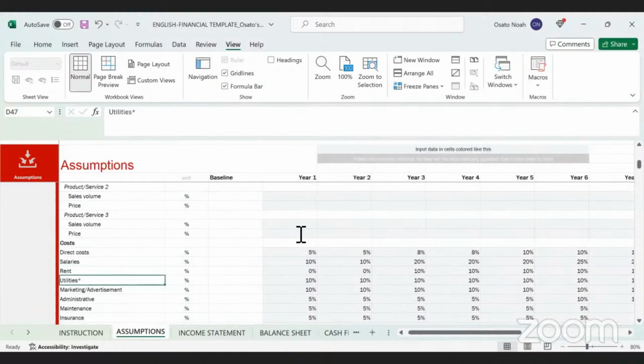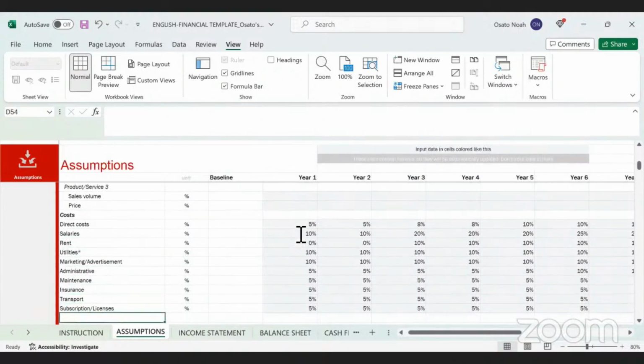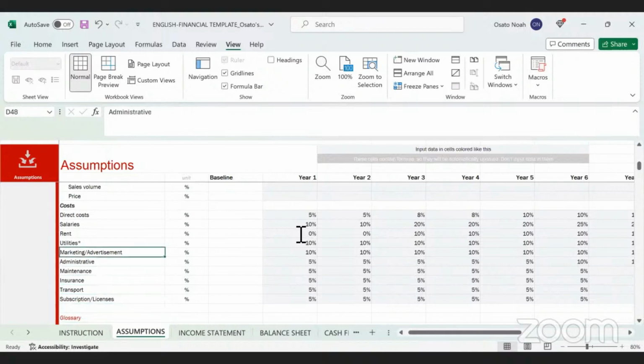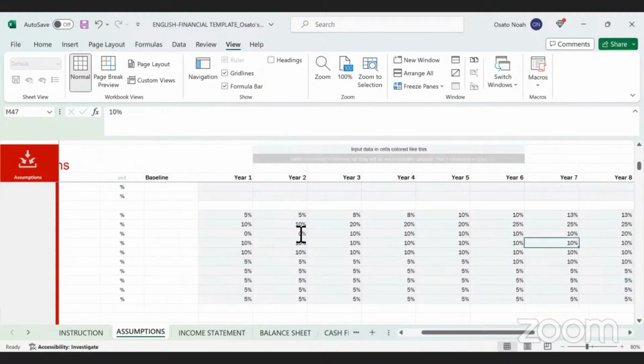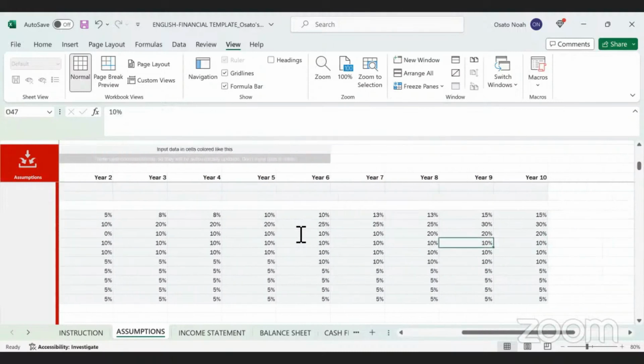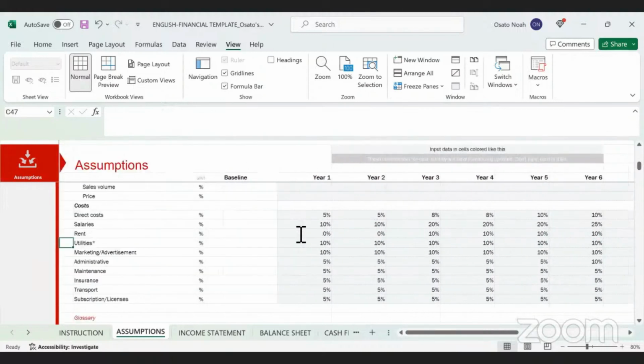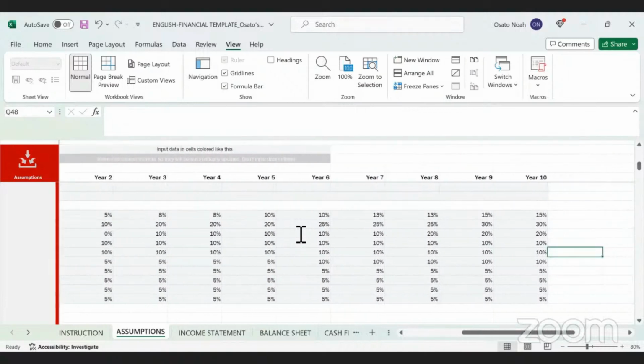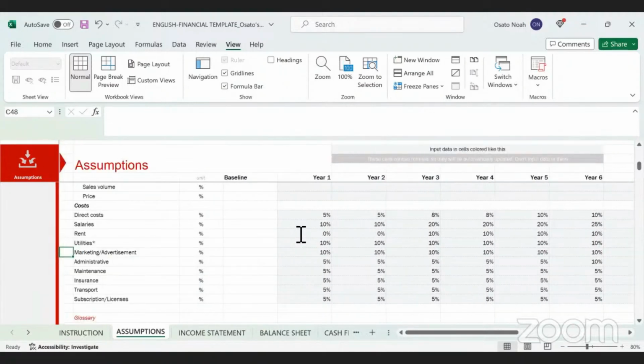Then for our utilities, which is everything that has to do with electricity, internet, and all of those things, they will also increase on a year-on-year basis by 10% throughout the 10 years. We feel they will be stable and not increase significantly. Our marketing and advertisement cost, we also feel it to be a 10% increment, because it's a small business we are starting. We believe there'll be a lot of referrals, and we may not need to spend so much on advertisement, so no need to really increase it.